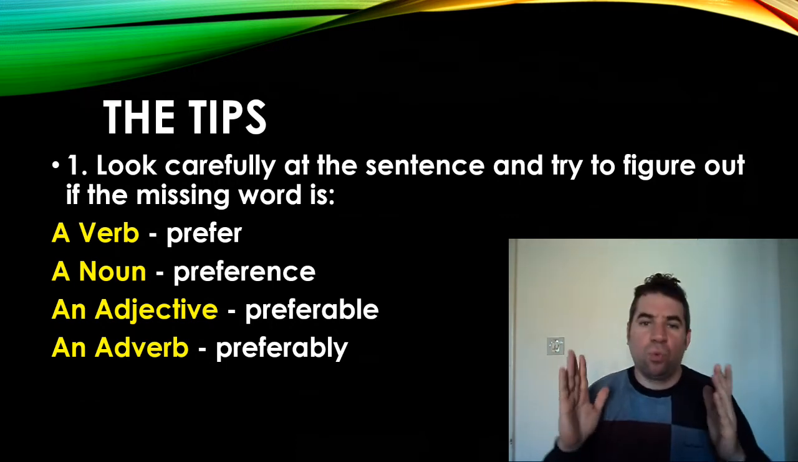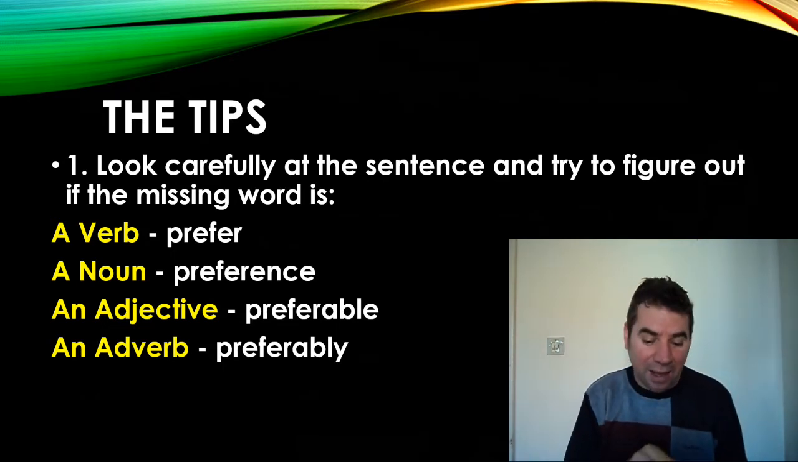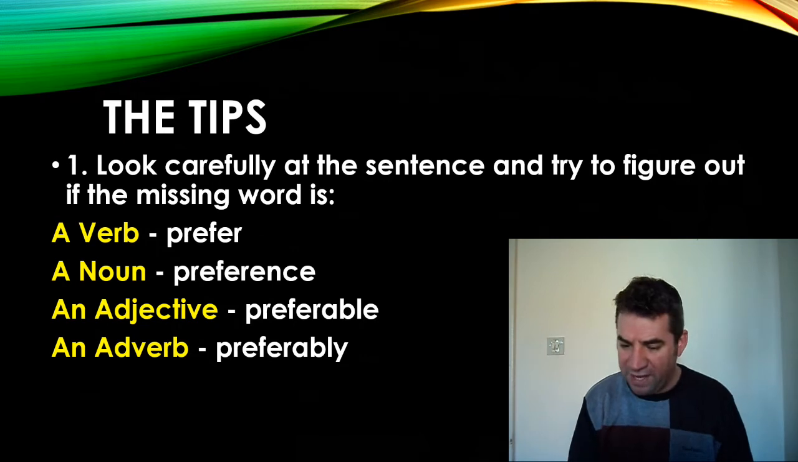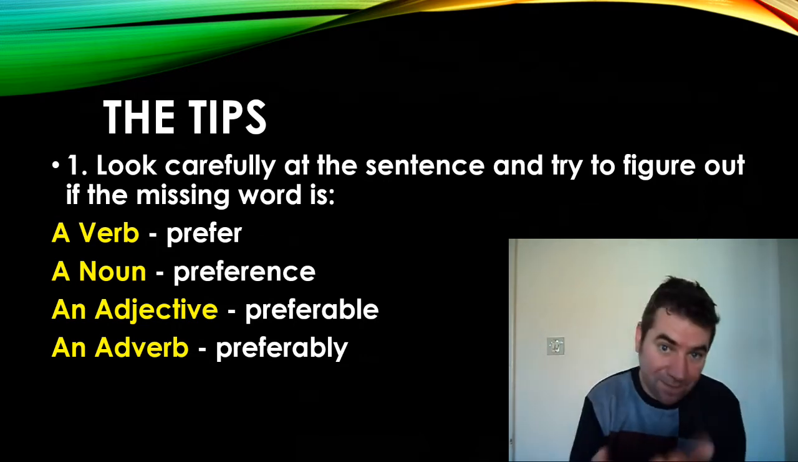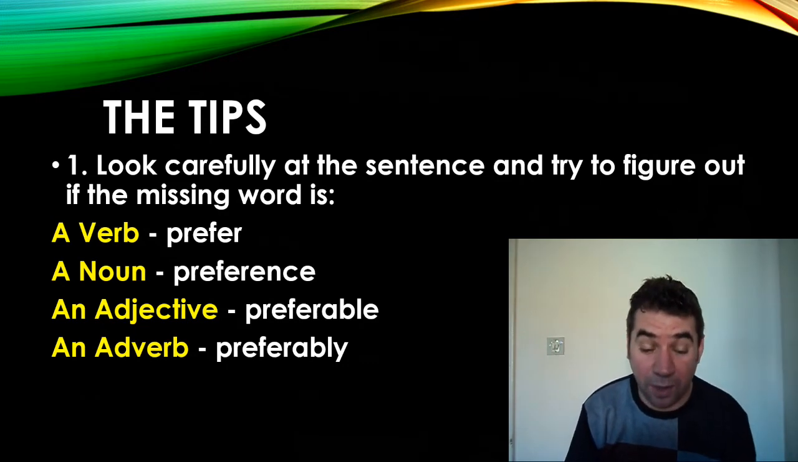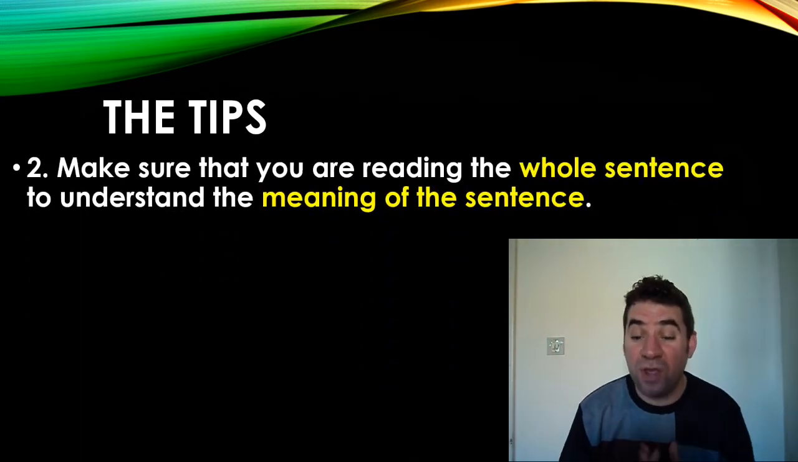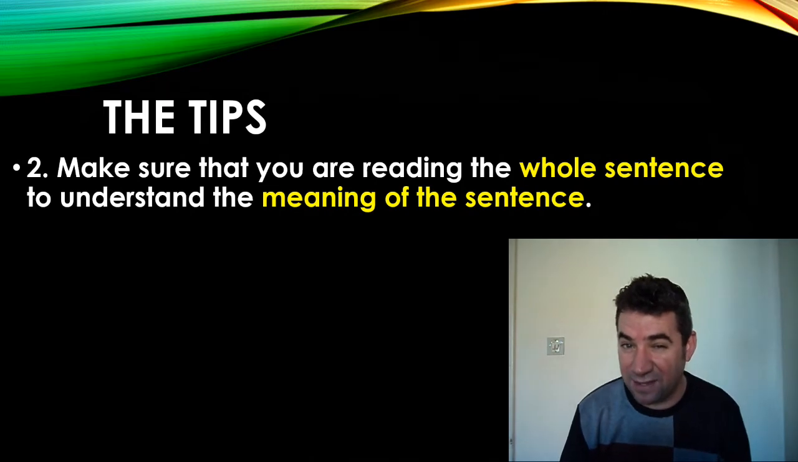Say whatever the word is, prefer. You can see the word and you say, okay, the verb's already there. It's a noun. What is the noun of prefer? Preference. And then you've got your answer. So this is what it's all about. Other than that, make sure that you are reading the whole sentence to understand the meaning of the sentence.